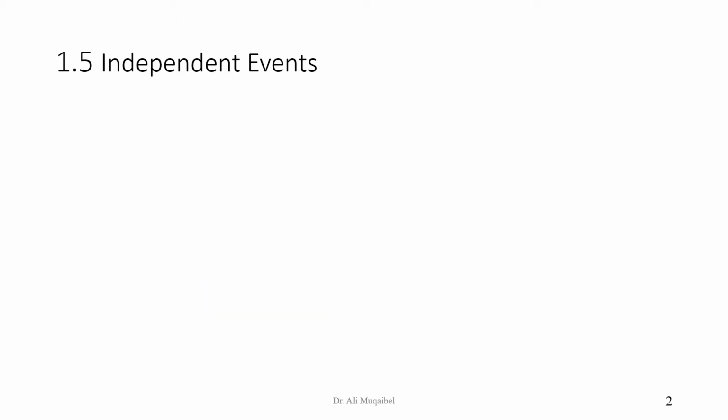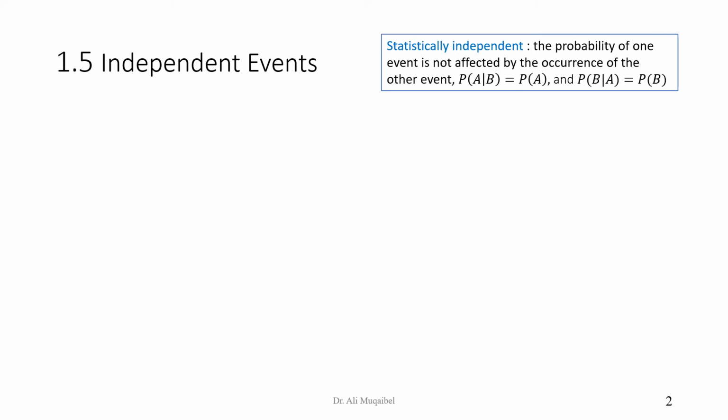Independent events are defined in the following way. We say that two events, A and B, are statistically independent. There are other forms of independence. We are focusing on the statistical independence. The probability of one event is not affected by the occurrence of the other events. So probability of A, given that B is true, the condition on B does not change the probability. So probability of A given B is just like the probability of A itself. So knowing that B occurred does not change the probability.